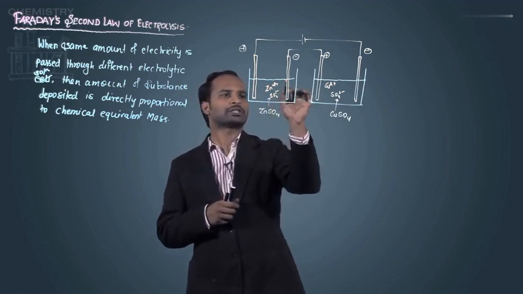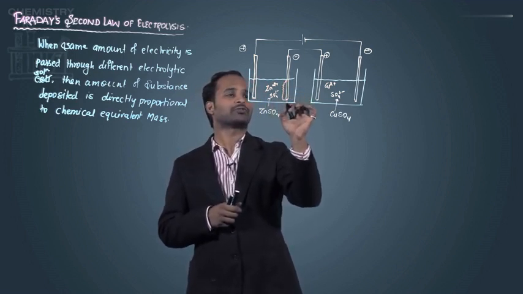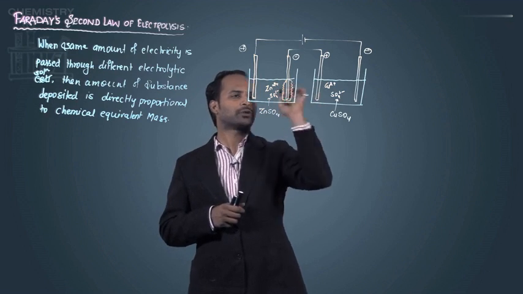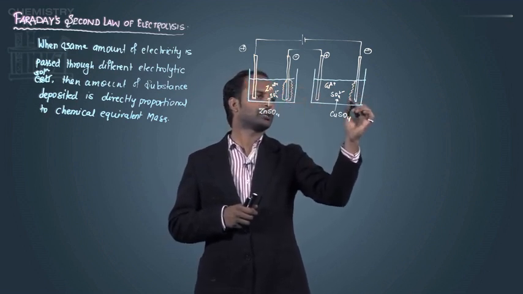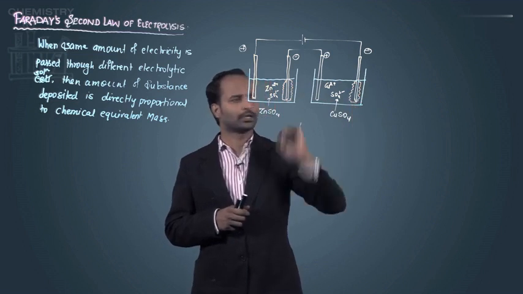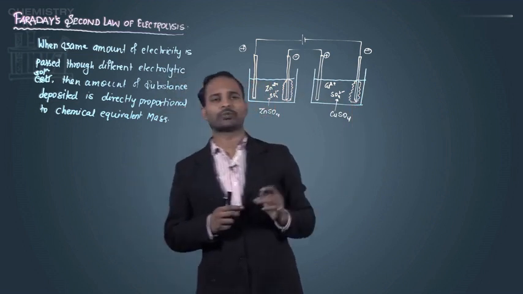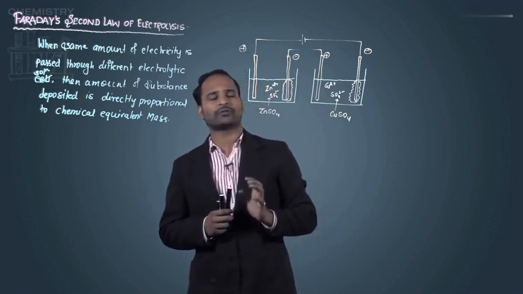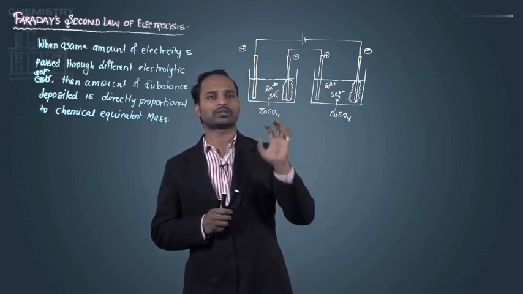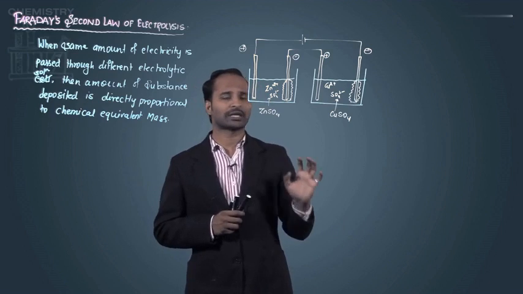During the electrolysis, the zinc ions will move to the negative electrode and get deposited there, and the copper will also deposit on the negative electrode, that is the cathode. So zinc and copper are both depositing. Then how much zinc and copper will deposit here? According to Faraday's law of electrolysis, it depends upon the chemical equivalent mass of the zinc and the copper.